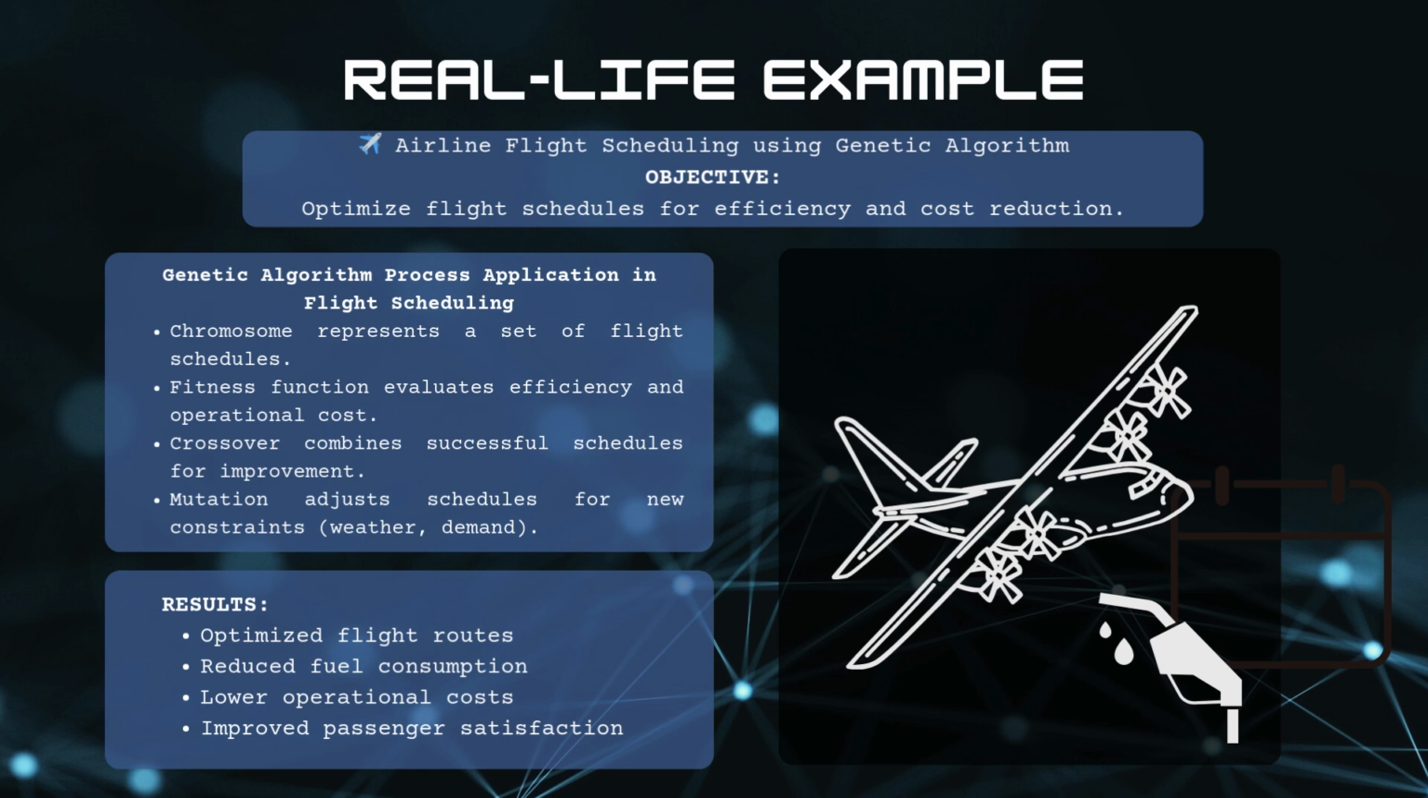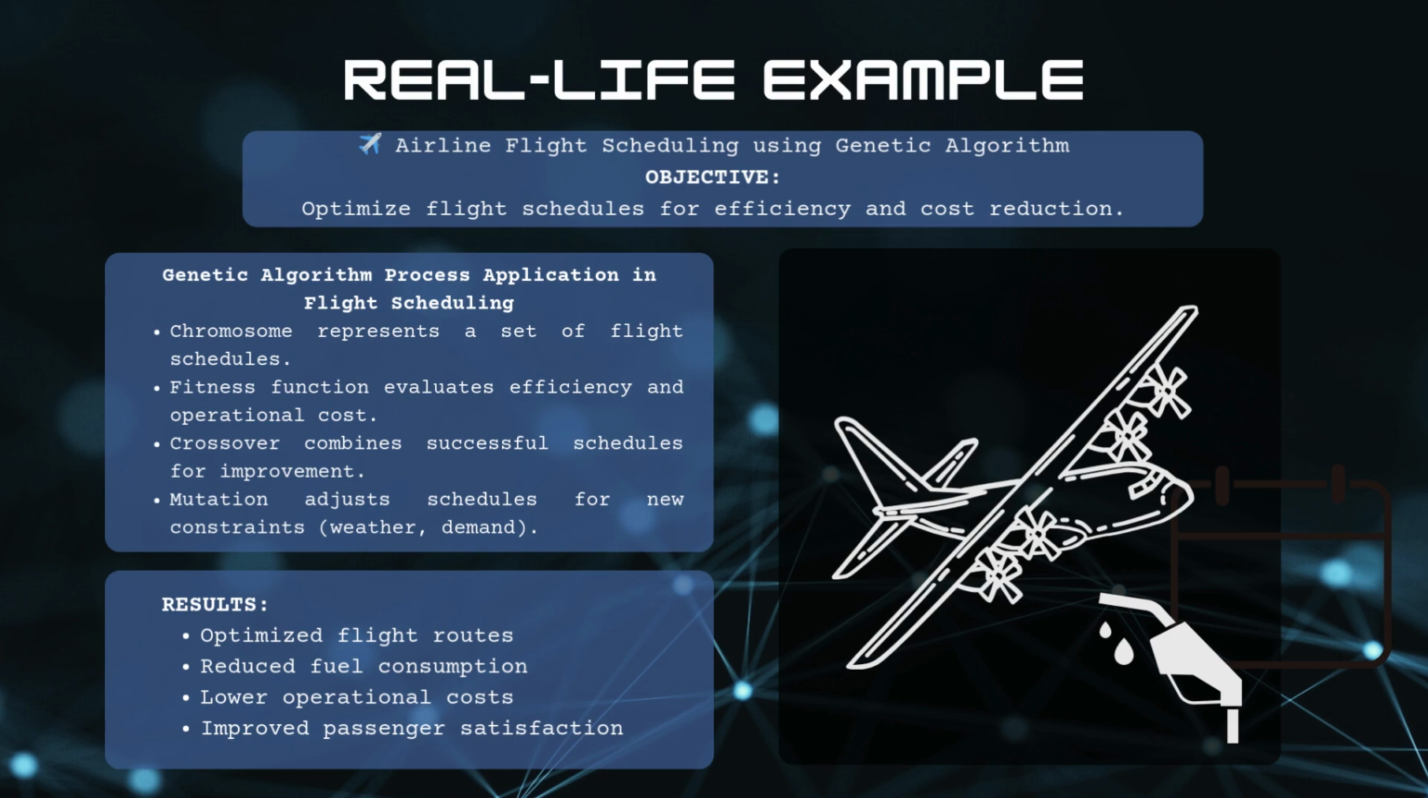So for the real-life example, it's airline flight scheduling using a genetic algorithm, and the objective is to optimize flight schedules for efficiency and cost reduction. So, the genetic algorithm process applied to flight scheduling is when a chromosome represents a set of flight schedules. Next is the fitness function that evaluates efficiency and operational cost.